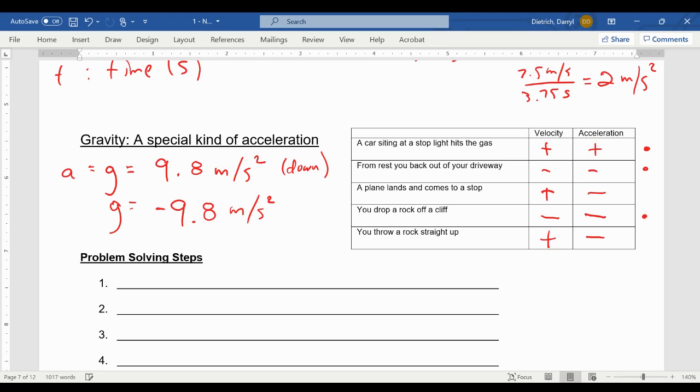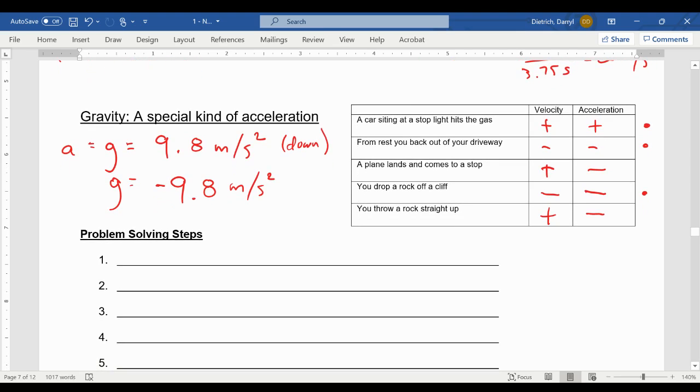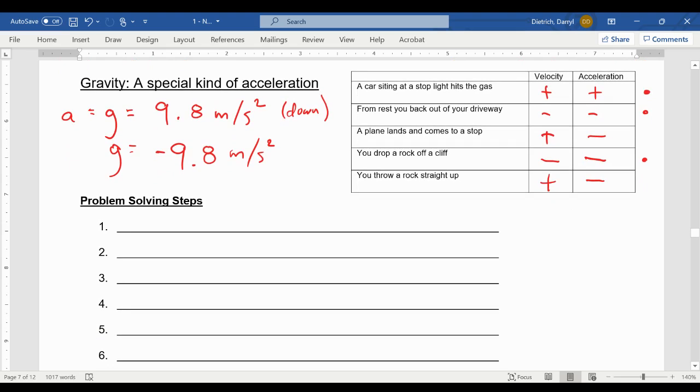We'll notice that acceleration and velocity are in the same direction. Okay, in each of those cases, our object would be getting faster. Okay, if acceleration and velocity are in opposite directions, then our object would be slowing down.